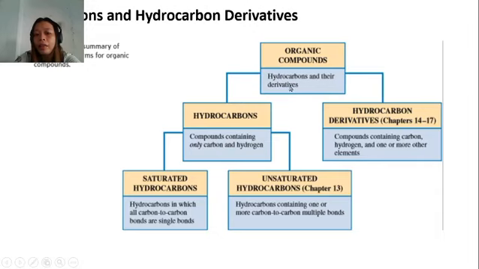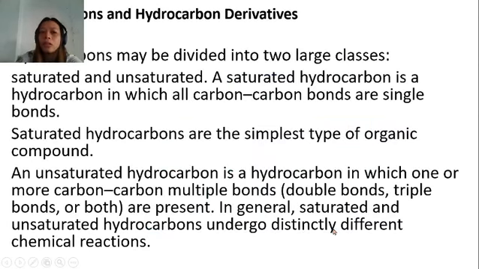Then they can be subdivided. In our hydrocarbons, we have the saturated hydrocarbons and the unsaturated hydrocarbons. Saturated hydrocarbons are those in which all carbon-to-carbon bonds are single bonds. Unsaturated hydrocarbons contain one or more carbon-to-carbon multiple bonds. Meaning, saturated, single; unsaturated, multiple bonds. So, hydrocarbons may be divided into two large classes, the saturated and unsaturated.